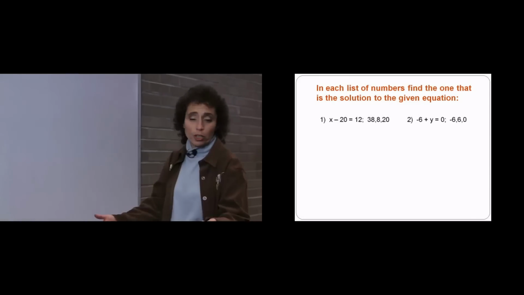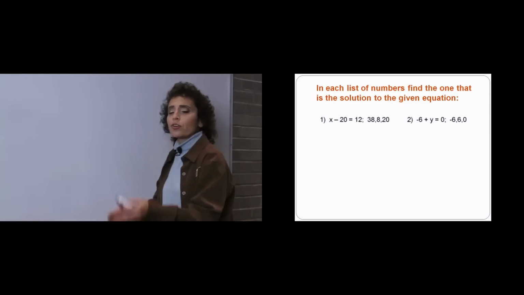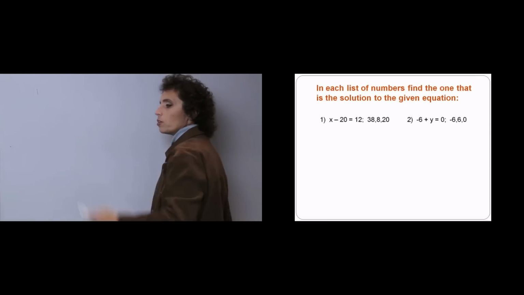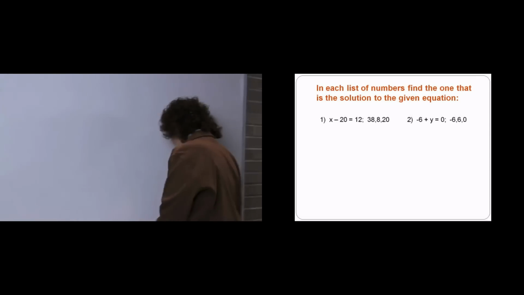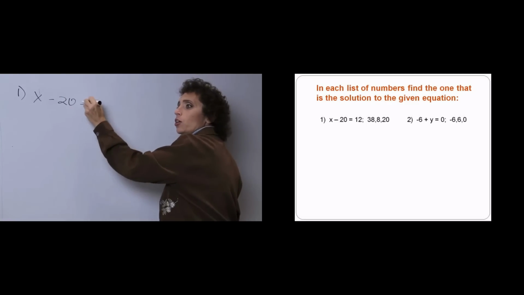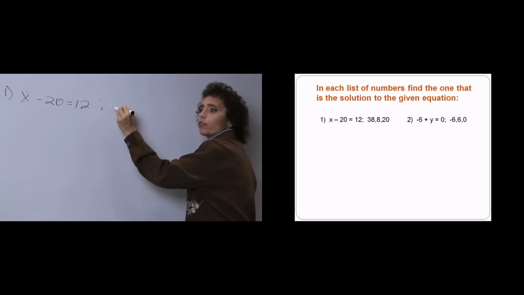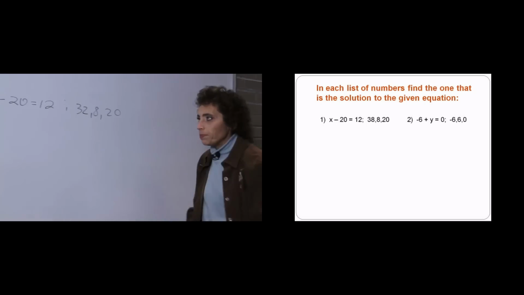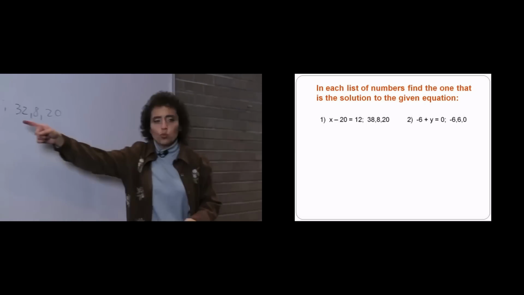Okay, let's learn more about equations. In each list of numbers, find the one that solves the equation. So we're going to go to the first equation. This marker's no good anymore. Okay, so we got 1x minus 20 equals 12. And here are our choices, 32, 8, and 20. We have to see which one solves that equation.